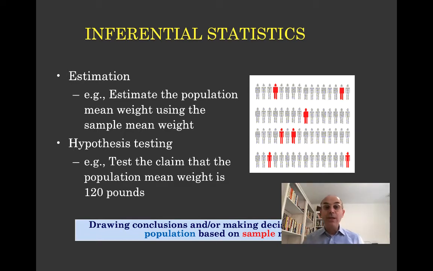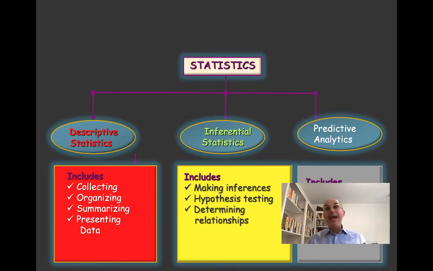In inferential statistics, we are all about estimating the population mean using the sample mean weight in order for us to better understand. We often see in this method the idea of hypothesis. We test the claim that the population mean weight is 120 pounds. So we draw conclusions, we take the sample, we measure that, and we are trying to conclude that, based on a sample that matches the population, we can assume that the population's weight is 120 pounds, more or less.